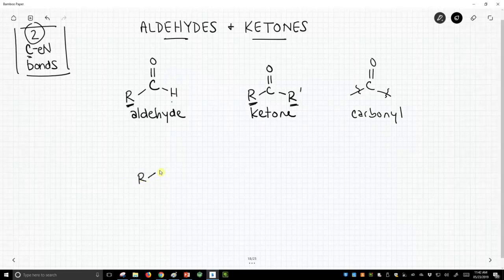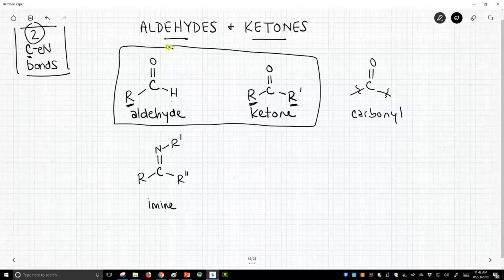So think of an electronegative atom, nitrogen. Nitrogen can make two bonds to our central carbon, and this would be another example of a functional group that falls under this two bonds to an electronegative atom umbrella. This is called an imine. We will encounter imines later in the course, but I wouldn't say imines are the most commonly encountered functional group. So we're going to stick with and focus on aldehydes and ketones.